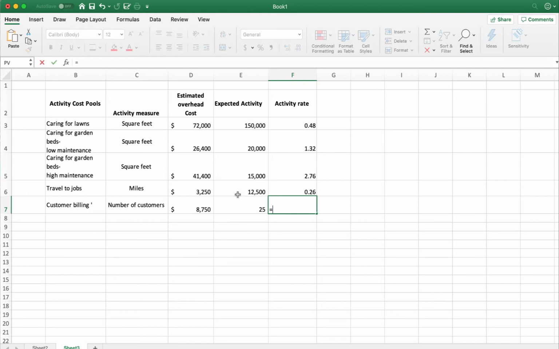And then we do the same thing for customer billing. We divide our estimated overhead cost by the expected activity, and we get $350. So that's how you calculate the activity rates. We already did first stage allocation. We figured out what the activity rates are. Now we can go ahead and do our second stage allocation. So tune back in for that one.